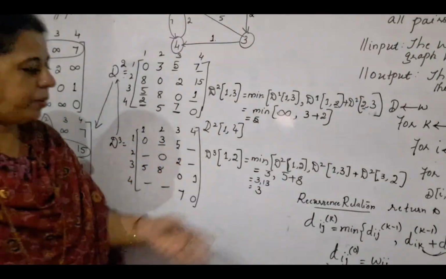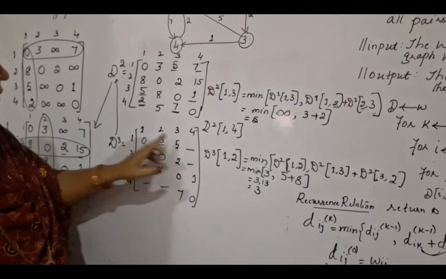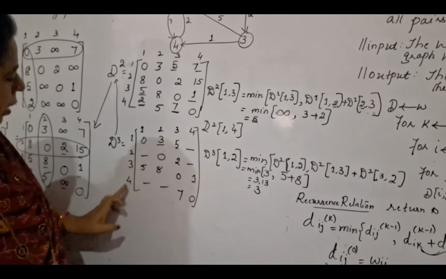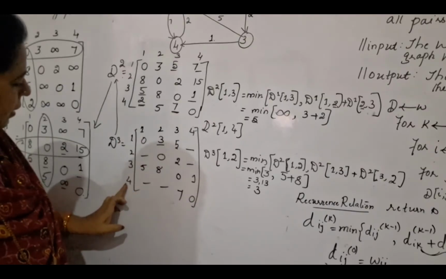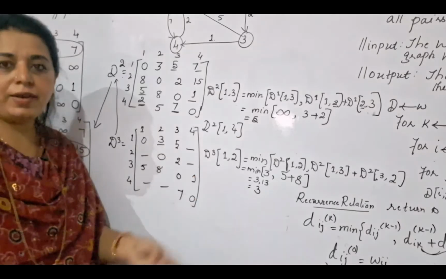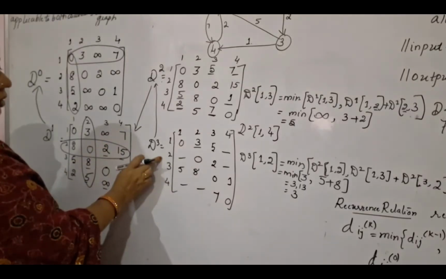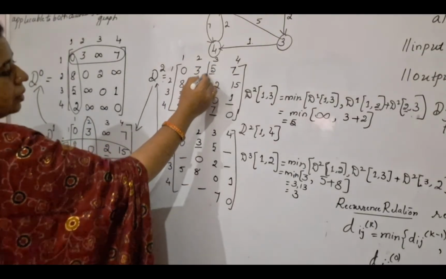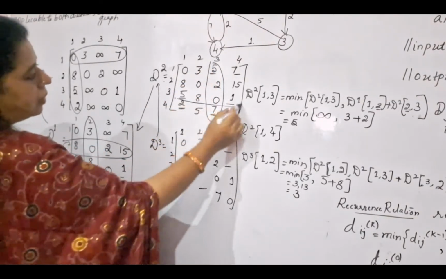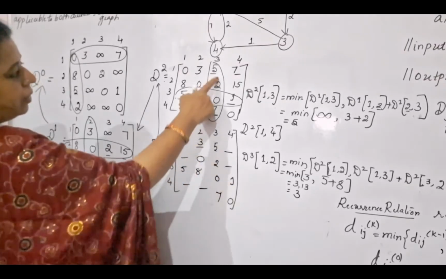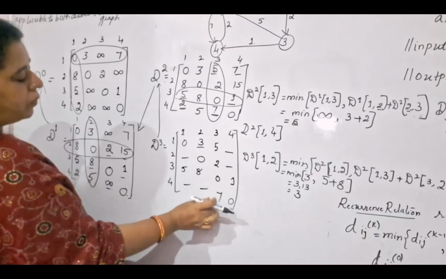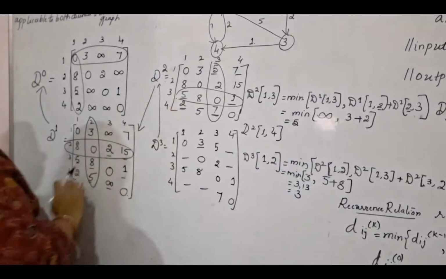So this way you can proceed now and find out D3 of 1 comma 4, D3 of 2 comma 1, D3 of 2 comma 4, D3 of 4 comma 1 and D3 of 4 comma 2. Like this you find and write down the values. I'll write the values now. And also just remember that in D3 you have copied down the third column elements and third row elements as it is, 5, 8, 0, 1, 5, 2, 0, 7. Just mark like this so you will not forget how you arrived at these values. You have copied them down from the previous matrix.